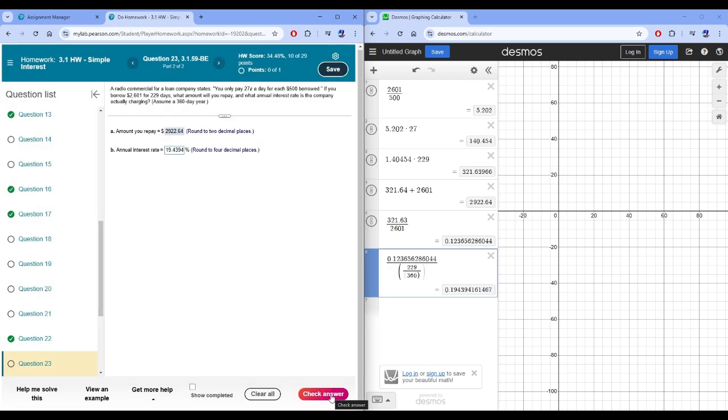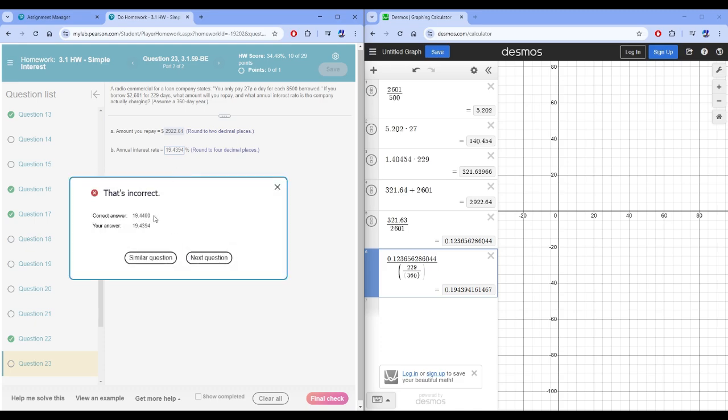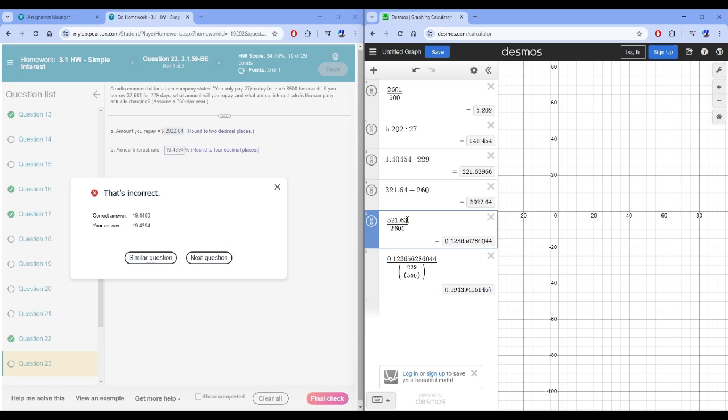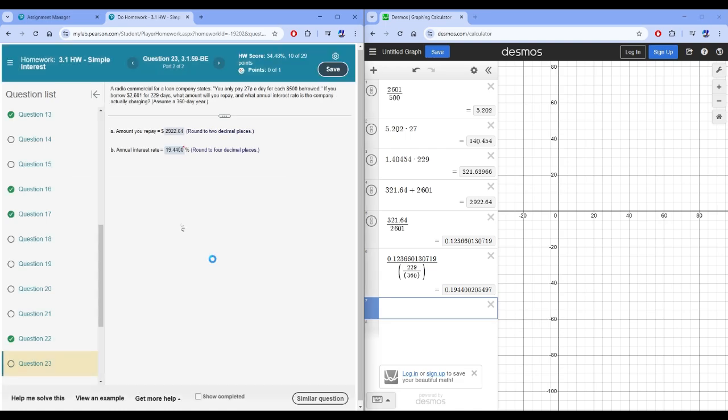I'm going to hit enter because I'm guessing I'm off by the smallest decimal. Yep, look at that. I didn't round until the end. 321. Oh, stupid. That's why. And that would have changed that answer by the slightest. Oh my goodness. Okay, at least I went through the trouble and now you guys know what to do.